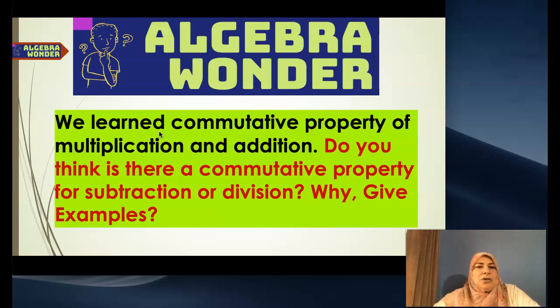Okay, now it's going to be your turn for Algebra Wonder. So we just learned the commutative property of multiplication and addition. Do you think there is a commutative property for subtraction or division? Why? And give examples.